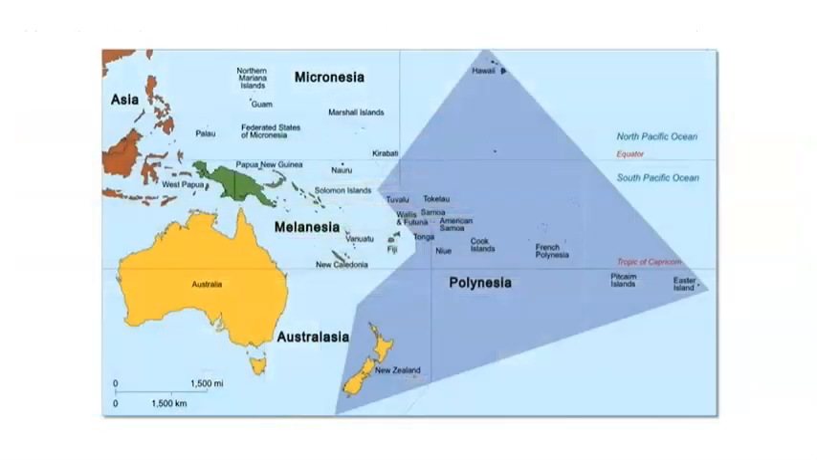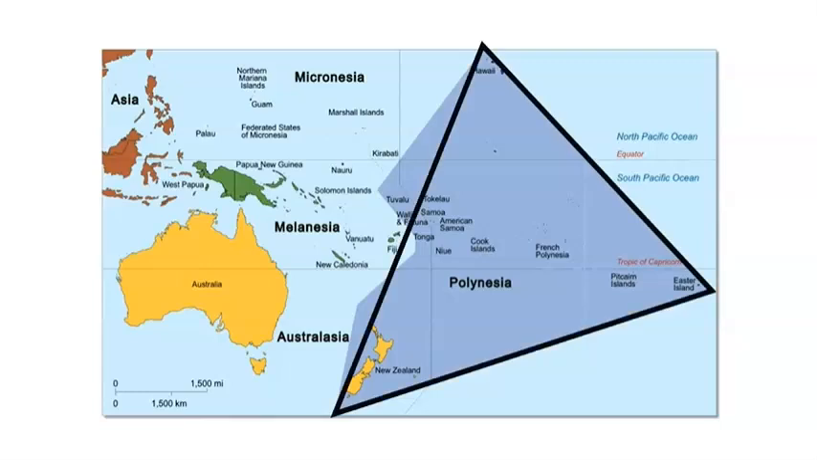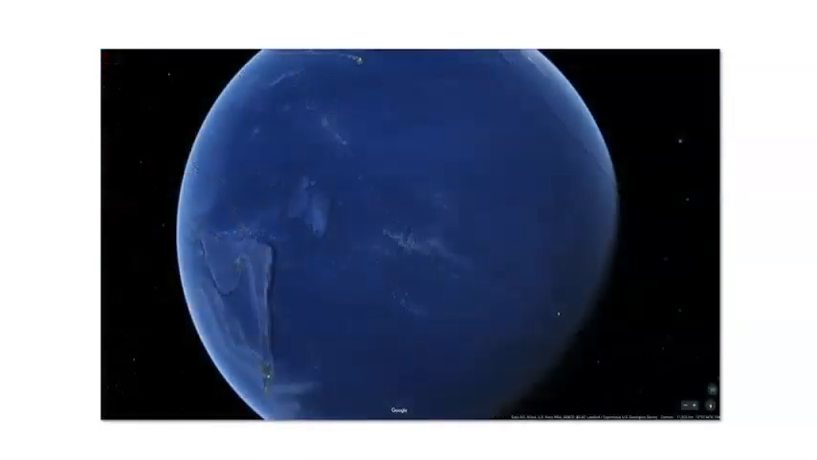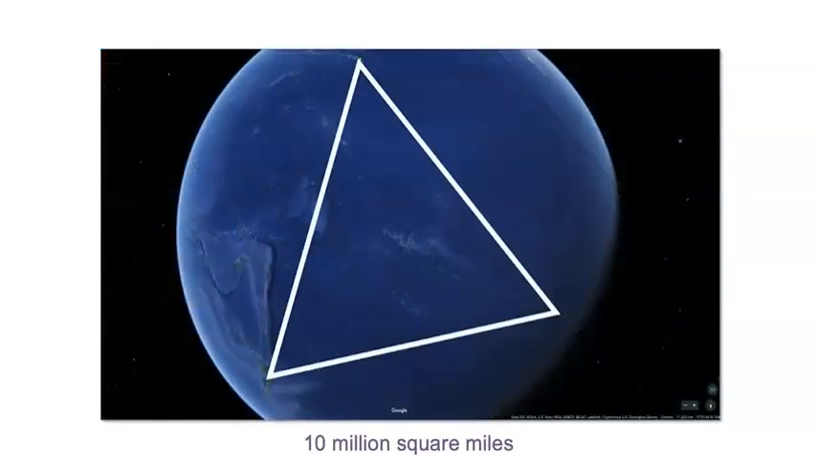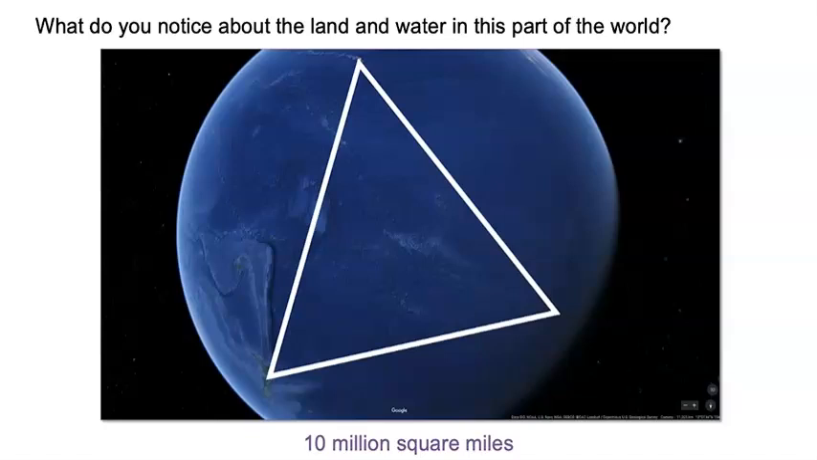Let's see whether we can use these strategies to find our way around Polynesia. Look at this map. This shaded part of the Pacific Ocean is called the Polynesian Triangle. This area measures more than 10 million square miles. That's 3 times larger than the continental United States. Wow! What would it be like to navigate in this vast ocean? What do you notice about the land and water in this part of the world? I see mostly ocean and not much land. Do you notice that too? What else do you notice?